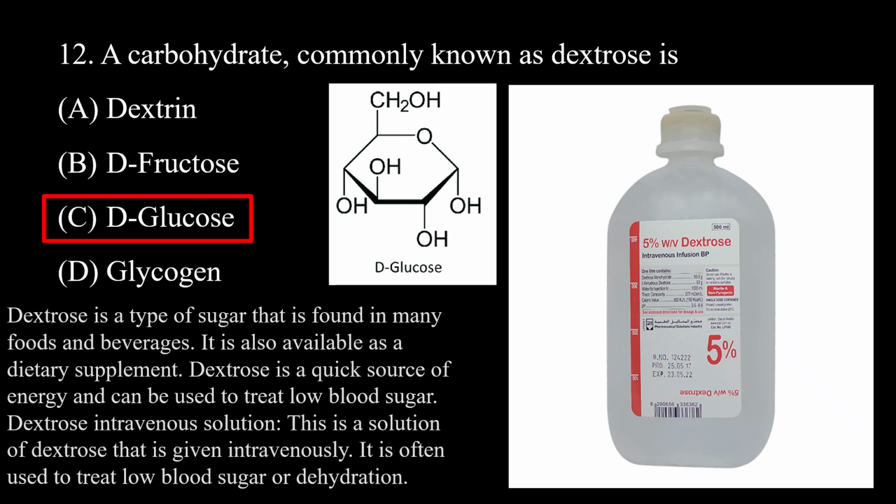Dextrose is a quick source of energy that can be used to treat low blood sugar level. If you see here, this dextrose is commonly available as an intravenous solution. So dextrose intravenous solution is a solution of dextrose that is given intravenously and is often used to treat low blood sugar and dehydration. You have commonly seen this dextrose. It is given to patients intravenously to treat low blood sugar or dehydration.